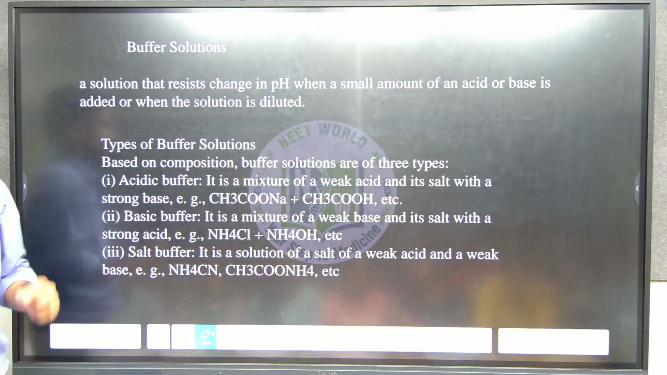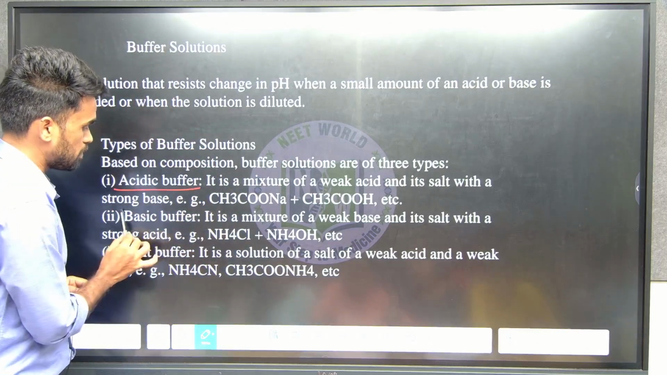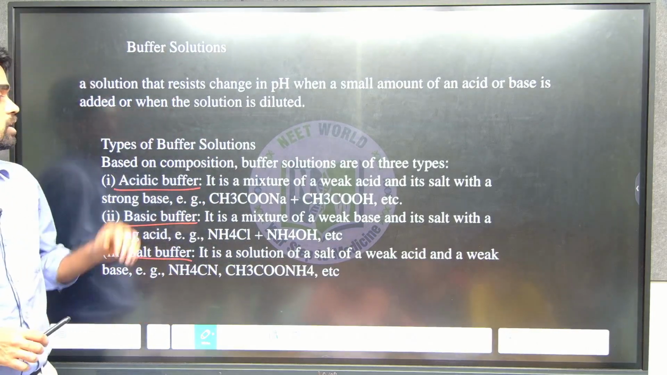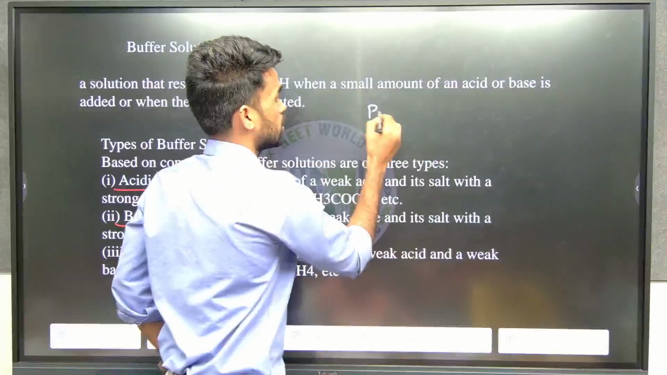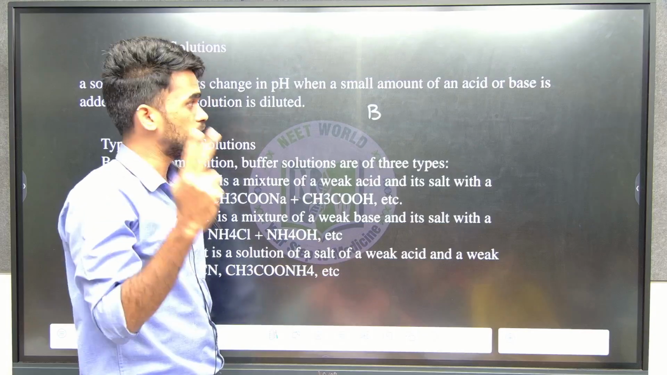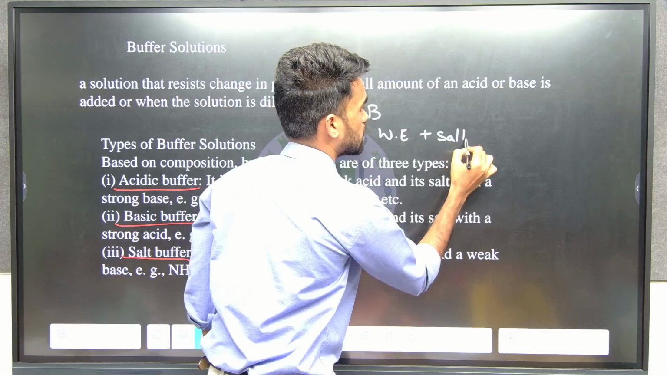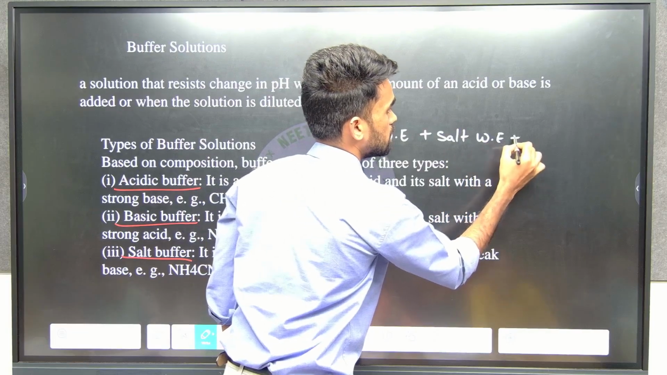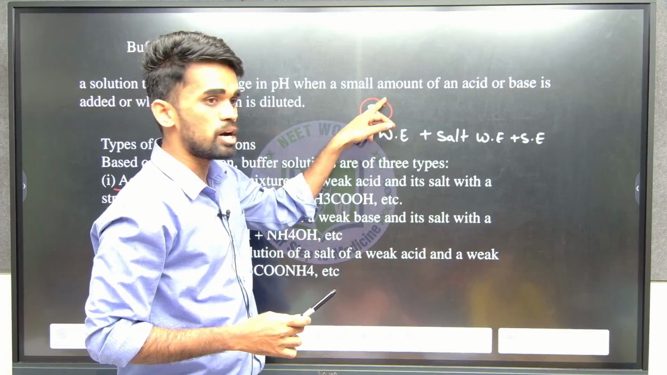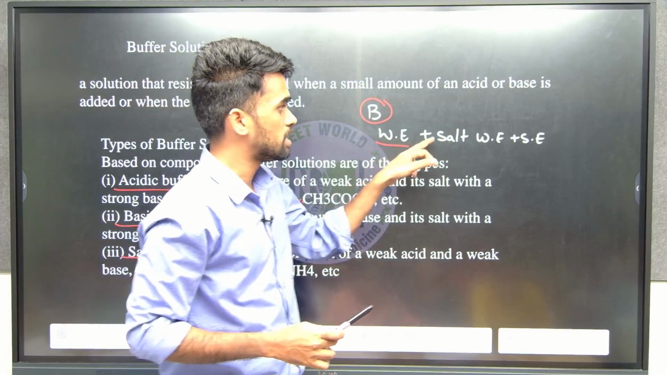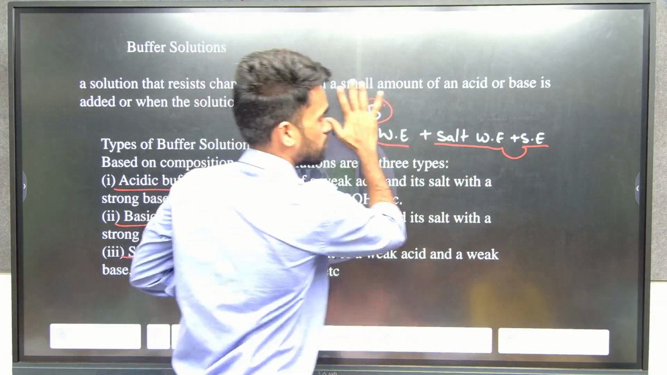Okay, next, now types of buffers. It is of three types. First one is acidic buffer, next basic buffer, next salt buffer. Let me give you the example. See, whenever I say buffer, you should get two things in your mind. One is weak electrolyte plus salt of that weak electrolyte with a strong electrolyte. What I am saying, buffer means what should come into your mind? Weak electrolyte, salt of weak electrolyte with a strong electrolyte. I will give one simple example.